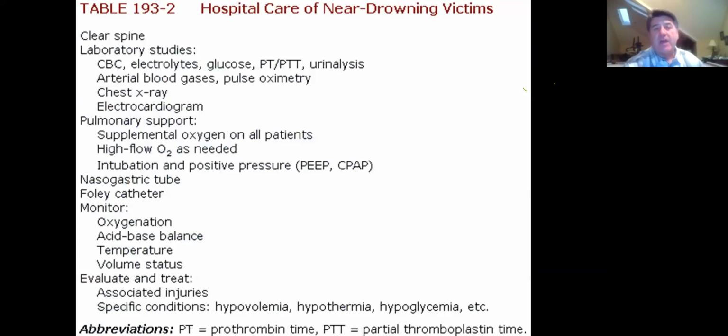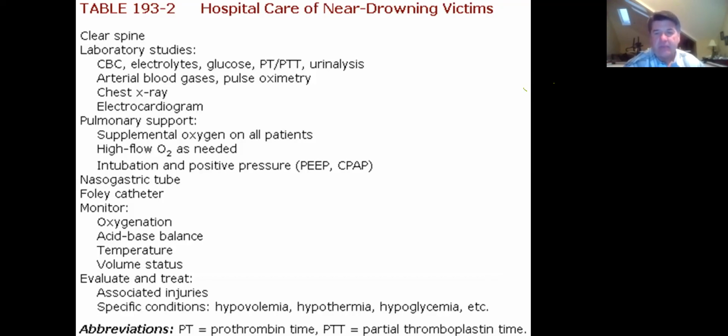So what do I do in the hospital when I have a drowning victim? First off, I need to clear the spine if I can. If not, I'll keep them in a collar. Laboratories, x-rays, EKG, all these things are things that I have to do. You can see the bucket list of things that I have to do. Oxygen, high flow oxygen. I'll consider intubation if they're having any difficulty or their clinical course looks bad.